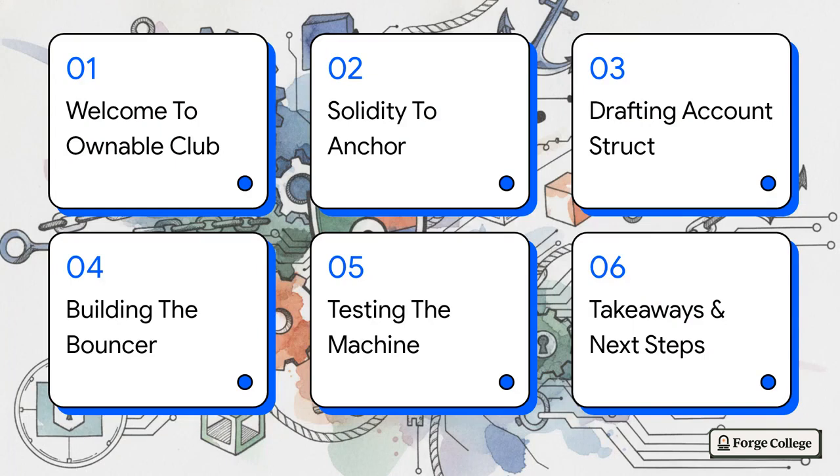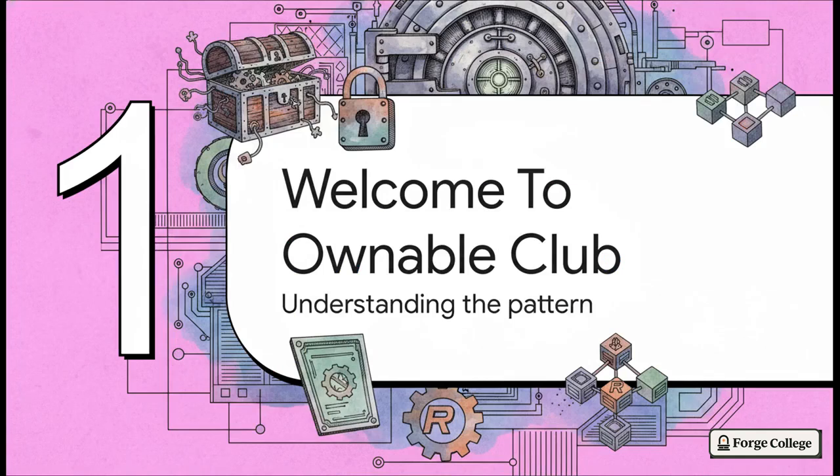Here's the blueprint for today's build. We've got Welcome to the Ownable Club, our Solidity to Anchor translation, drafting the account structure, building the runtime bouncer, testing the ownable machine, and we'll wrap up with key takeaways and next steps. Let's get right into it. Section 1. Welcome to the Ownable Club, understanding the pattern.